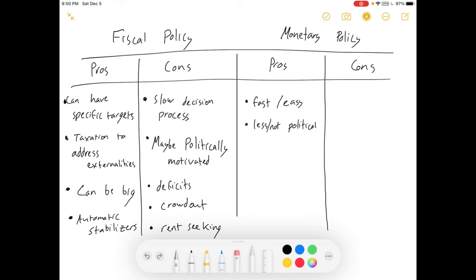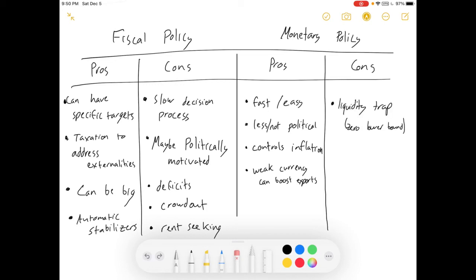It's less political. I would even go as far as saying it's not political. At least the central bank in the United States is generally quite independent of the political process, which is a good thing, because they can focus on the economy. They can control inflation. If they decide to weaken our currency by printing a lot, then that can boost our exports. So stuff like that.